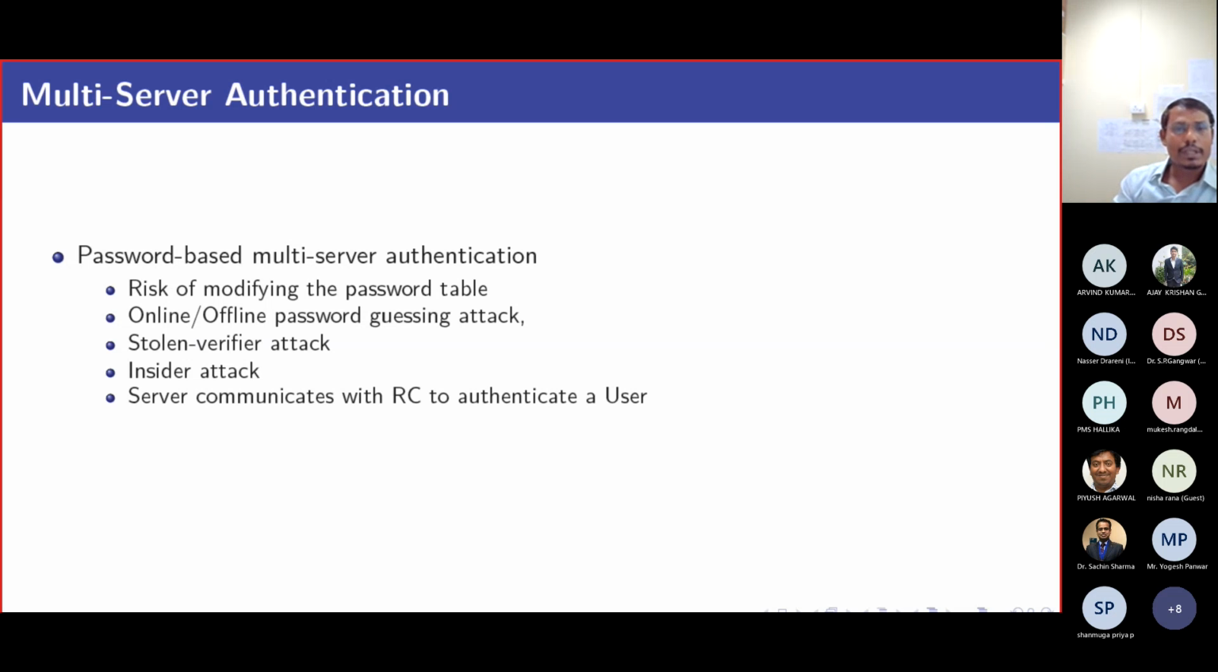For multi-server authentication, the basic architecture is that during authentication, the RC is also involved. That means the user will log into the RC, and the RC will communicate with the corresponding server. This is a bottleneck because a lot of computation is involved due to the RC, and also communication cost. You communicate with the RC, and the RC communicates with the server. So there are two communications, which increases both the communication cost and the computation cost.